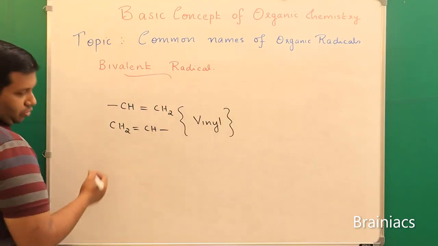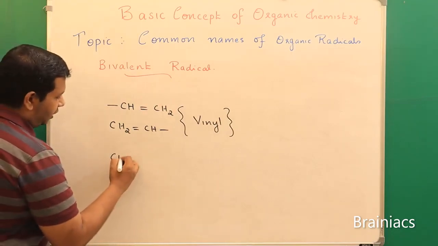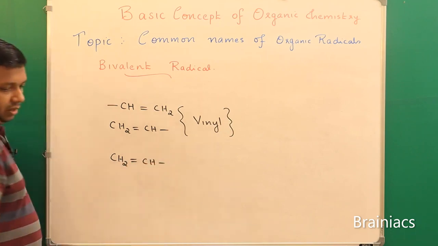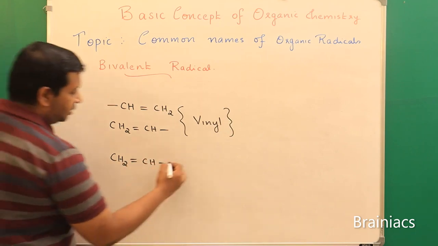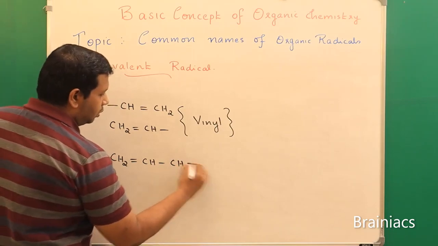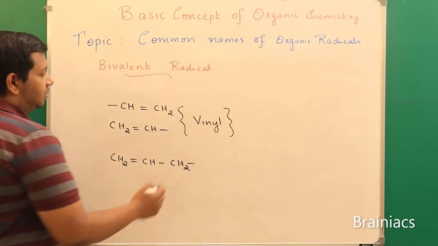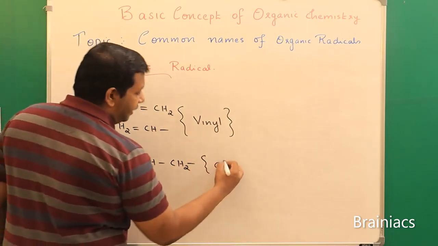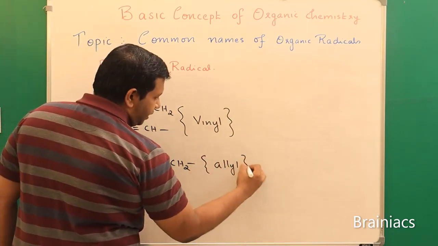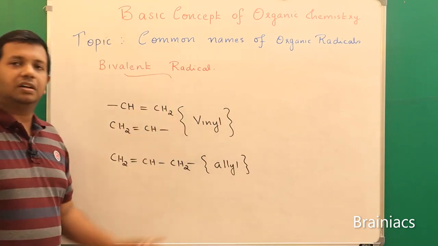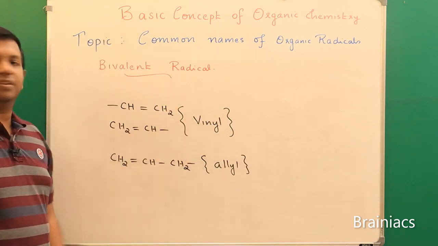And there is another special one, that is CH2 double bond CH, CH2. And what is the name of this radical? This is a special case. So this is called the allyl radical. Allyl. These two are very important. The third one is not that important, because these two are mentioned in your textbooks. We need to learn them.